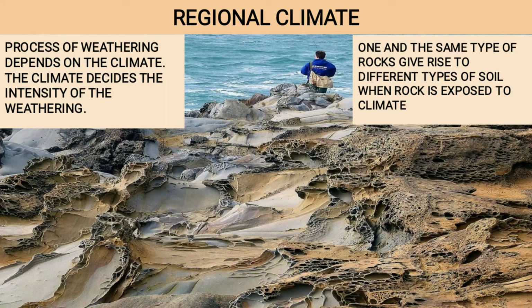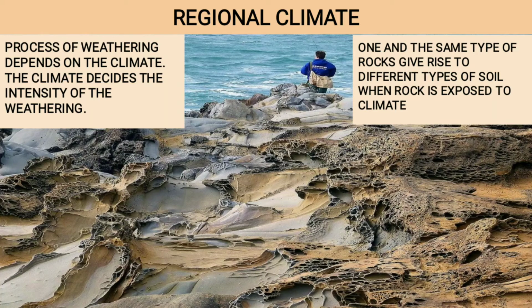Now the second factor which is responsible for the formation of soil is the regional climate. So how is the climate of that area? As I already told you, whether the climate is very hot, very cold, dry, or humid, the process of weathering depends on the climate. The climate decides the intensity of weathering. Now what is intensity? The speed of weathering.